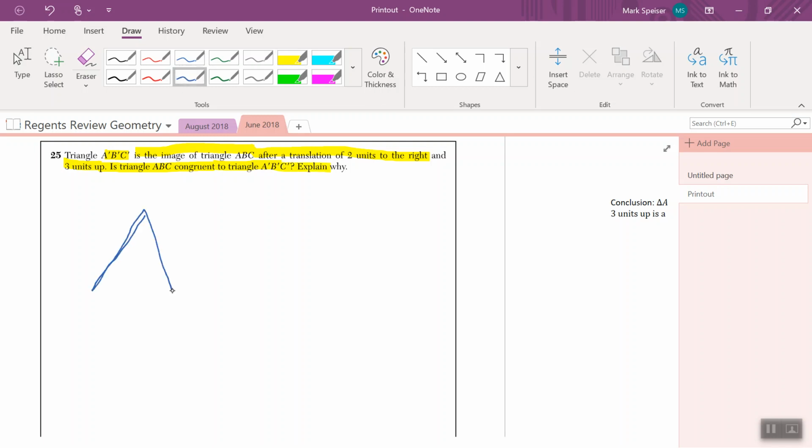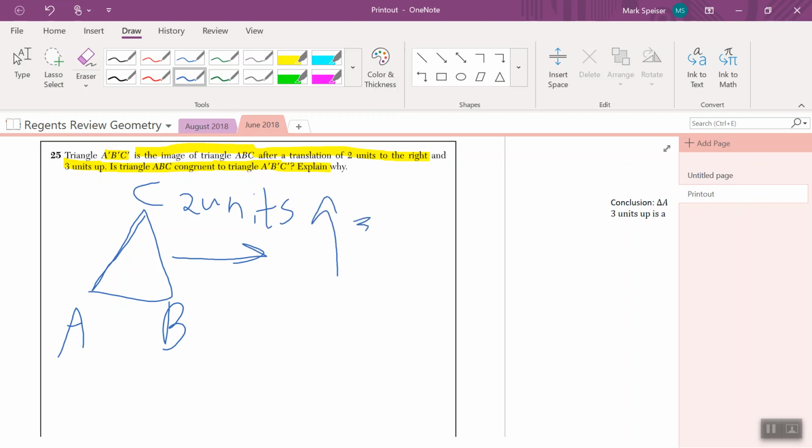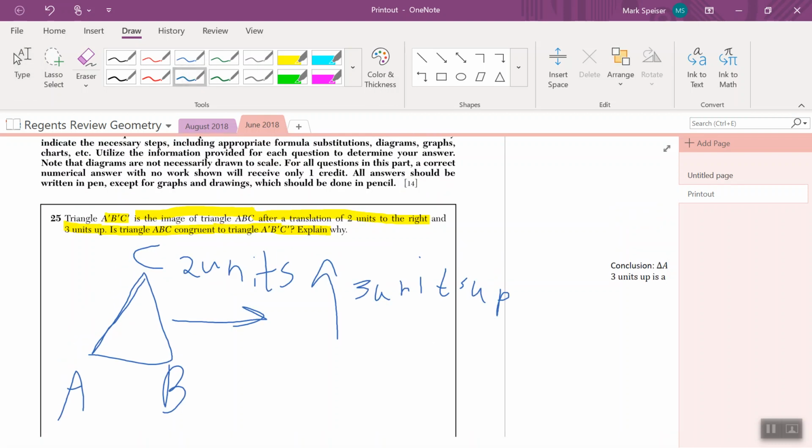So here we have triangle A, B, C, and it went 2 units to the right, and then 3 units up. So our new triangle is over here, A prime, B prime, C prime. There were no dilations, so the triangles keep the same size and shape because the translation is a rigid motion.